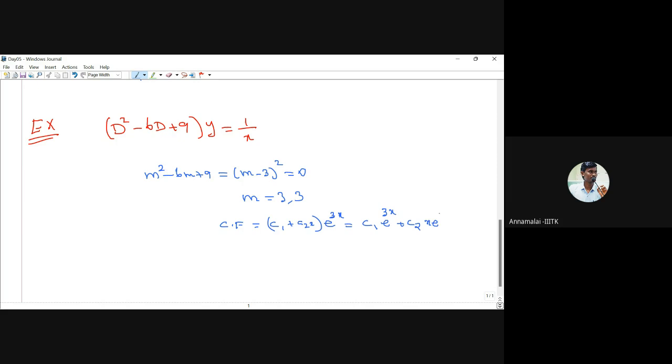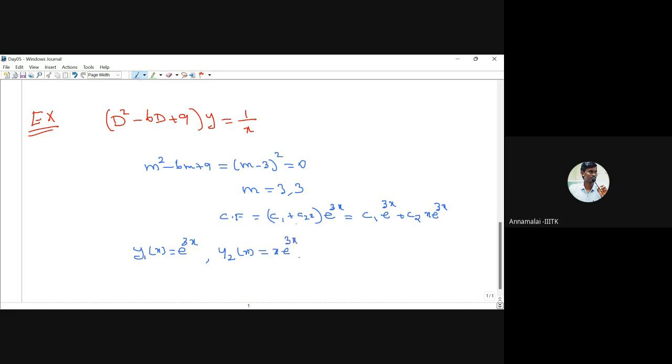x into e power 3x. Therefore, our y1 of x is e power 3x, and y2 of x is x into e power 3x. So these are two solutions. Now we have to check whether they are linearly independent or not. For that we have to find the Wronskian.